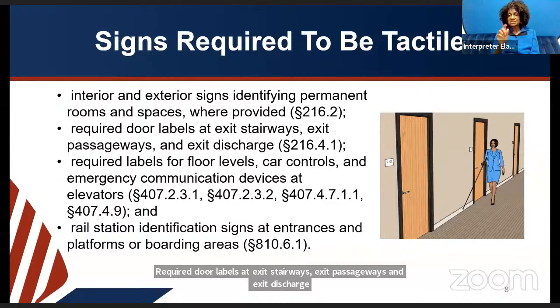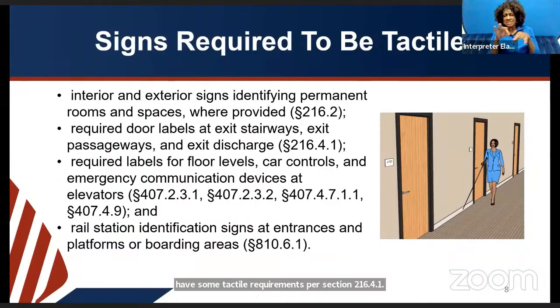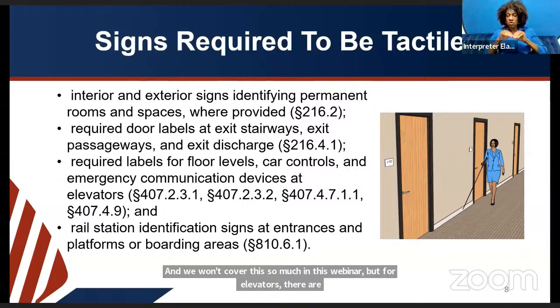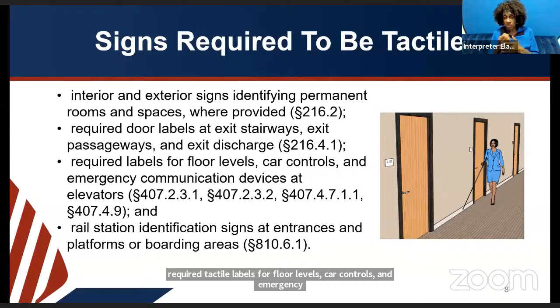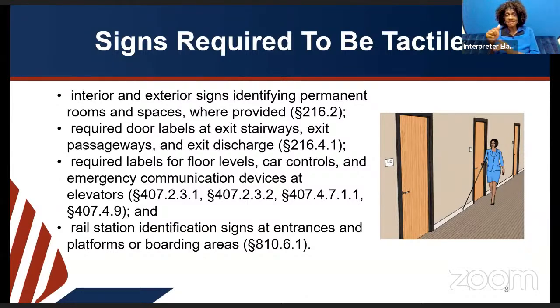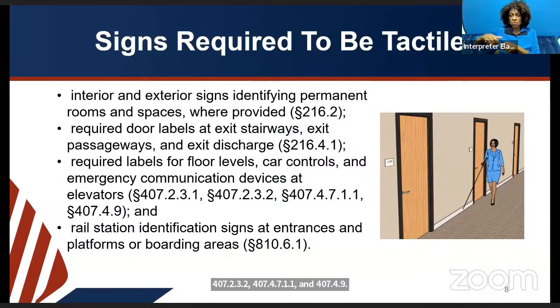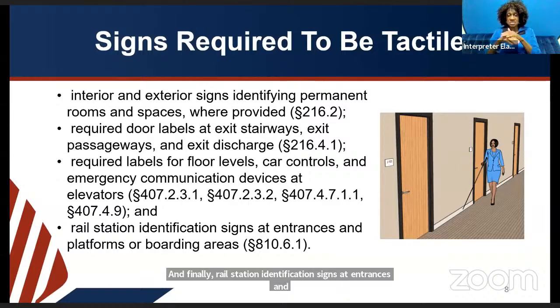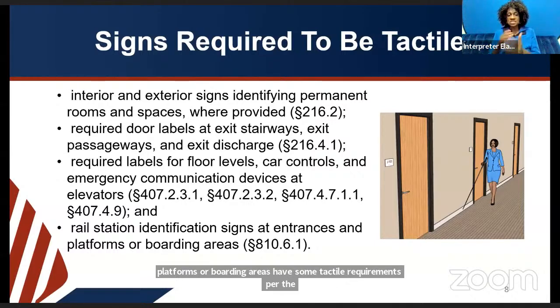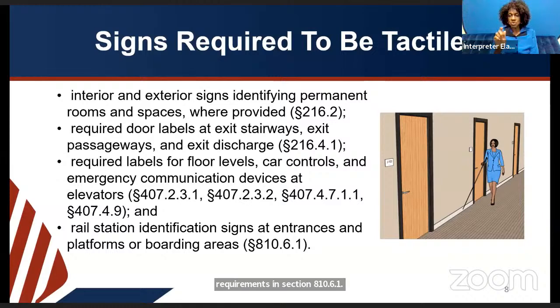Required door labels at exit stairways, exit passageways, and exit discharge have some tactile requirements per section 216.4.1. And we won't cover this so much in this webinar, but for elevators, there are required tactile labels for floor levels, car controls, and emergency communication devices. And these requirements are in section 407.2.3.1, 407.2.3.2, 407.4.7.1.1, and 407.4.9. And finally, rail station identification signs at entrances and platforms or boarding areas have some tactile requirements per the requirements in section 810.6.1.